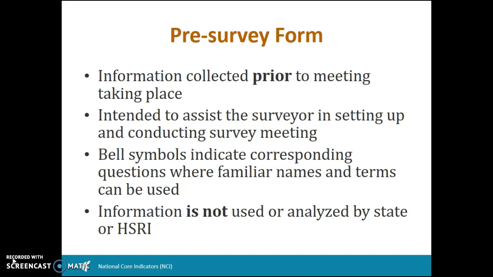You'll see as you go through the pre-survey there will be some bell symbols. That just indicates that there's a question in the actual survey, asked to the individual, that corresponds to these questions in the pre-survey. Again, those are those familiar names and terms that will be used. None of the information in the pre-survey form is analyzed by the state or by HSRI. This is information that's just used for the surveyor, but is really essential to helping them set up and conduct the survey itself.